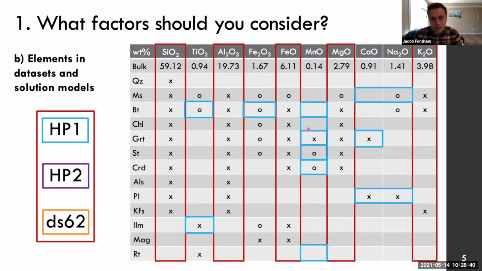Manganese added, ideally to lots of end-members, and this box is wrong. This should be over here on rutile. I forgot to change that, apologies. And you've got sodium and calcium added to this system, where they're important for garnet, plagioclase, and muscovite.